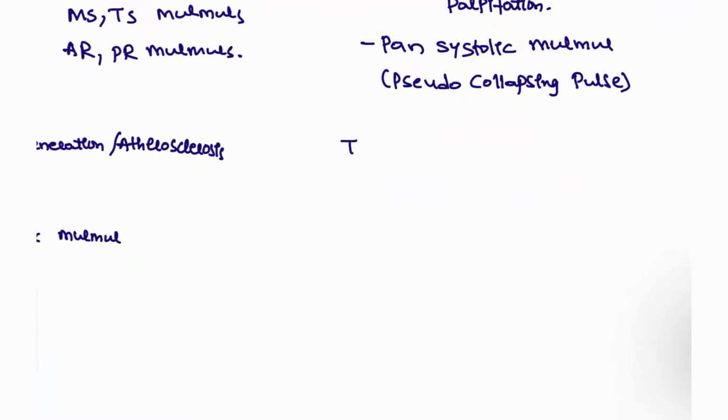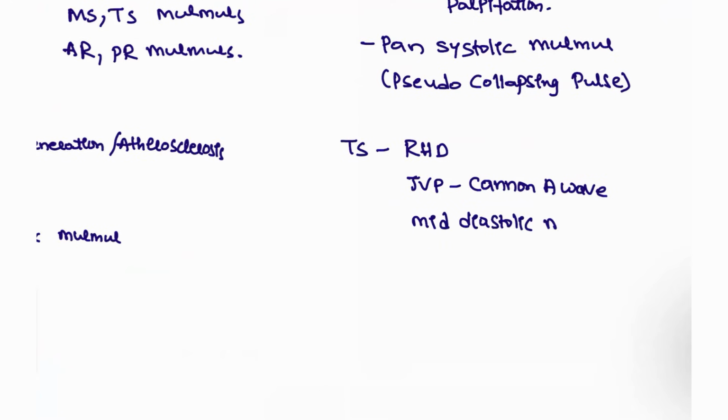Next, tricuspid stenosis. Again, rheumatic heart disease is the most common cause. So on the JVP, you are going to see the Canon A waves, and the murmur is a mid-diastolic murmur. Only important points for the other types.